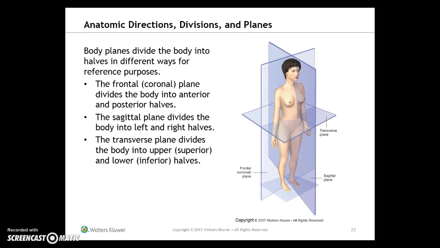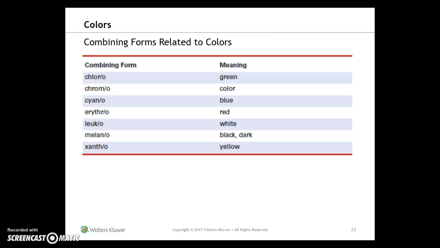A good study tip when you're thinking about planes of the body is to think of planes as an invisible flat surface dividing parts of the body, like this picture. I really like this picture for that reason. So the frontal and the sagittal planes are positioned in a vertical, or up and down, direction in relation to the body or parts of the body, whereas the transverse plane runs in a horizontal direction across the body.